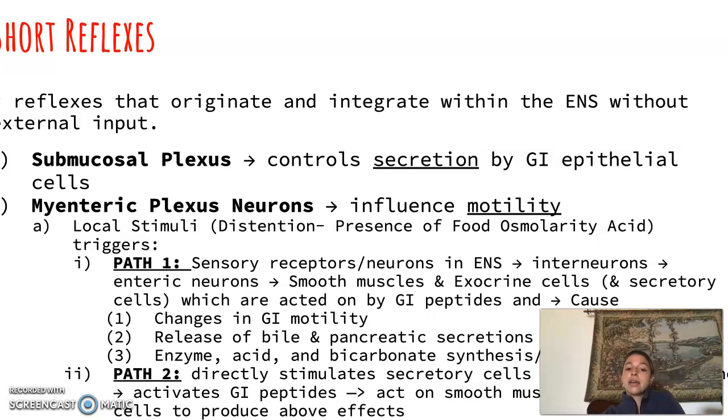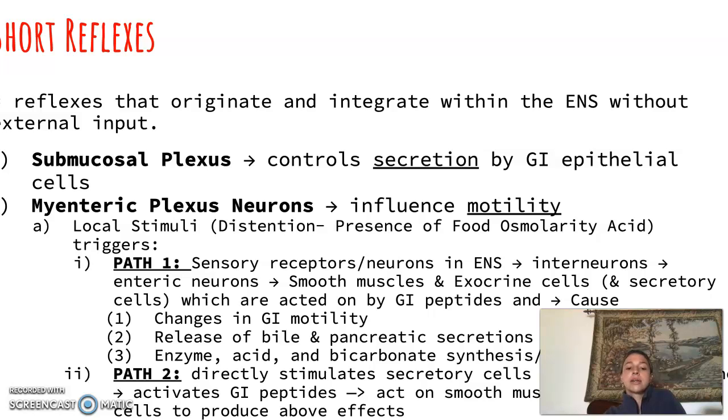The first path starts with sensory receptors and neurons in the ENS. These then send input into the interneurons, which stimulate the enteric neurons and then control smooth muscles and exocrine cells and secretory cells, which are then acted on by GI peptides and cause several different effects. The first is changes in GI motility. The second is the release of bile and pancreatic secretions. And the third is enzyme, acid, and bicarbonate synthesis and release.